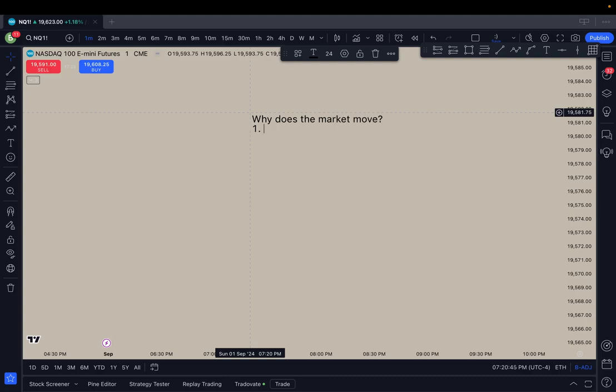Why does the market move? Number one, to rebalance inefficiencies, right? What are inefficiencies? Unfilled fair value gaps, right? Or data highs and data lows, right? Those are unfilled orders in the market, right?